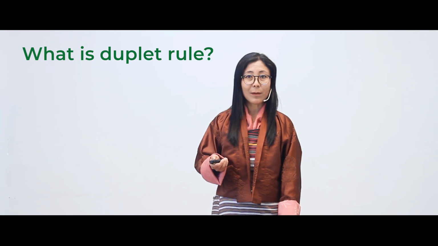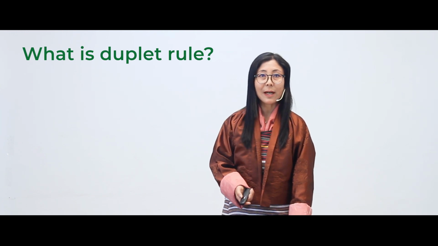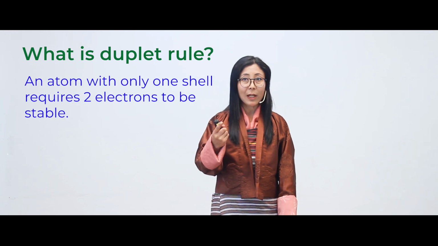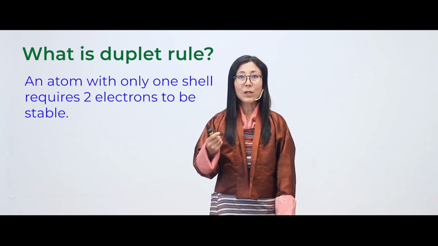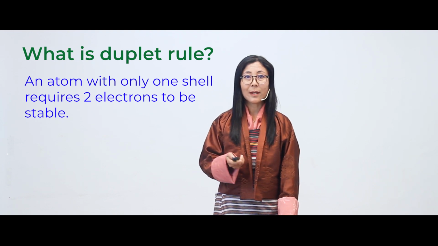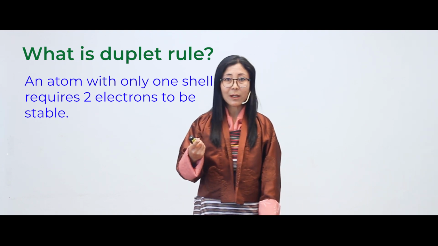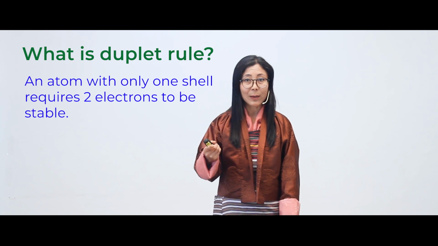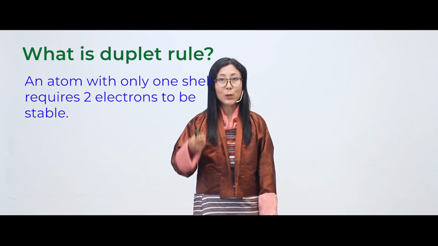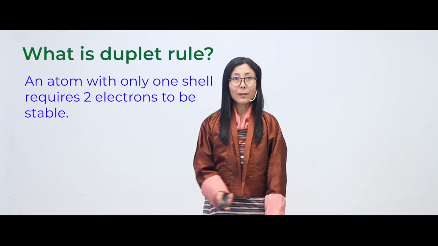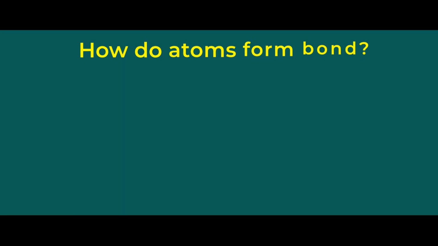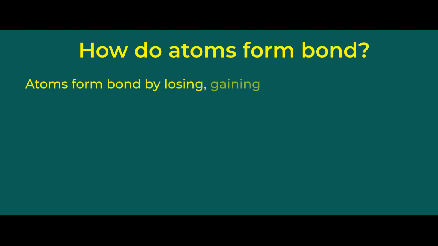Now, I have another question. What is duplet rule? Guess for some time. Okay, here's the answer. An atom with only 1 shell, like helium, requires 2 electrons to be stable. And hydrogen, 1 shell, only 1 electron, it is not stable. For hydrogen to be stable, it needs 1 more electron. How do atoms form bond now? Atoms form bond by losing, gaining, sharing of electrons.